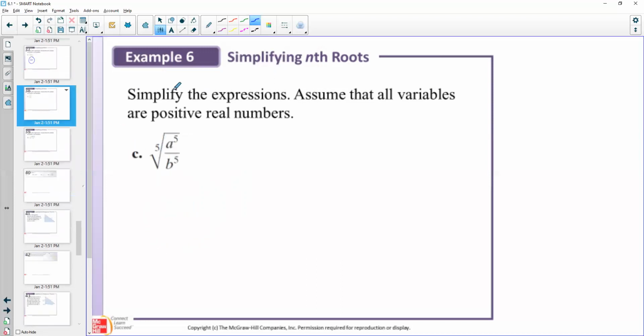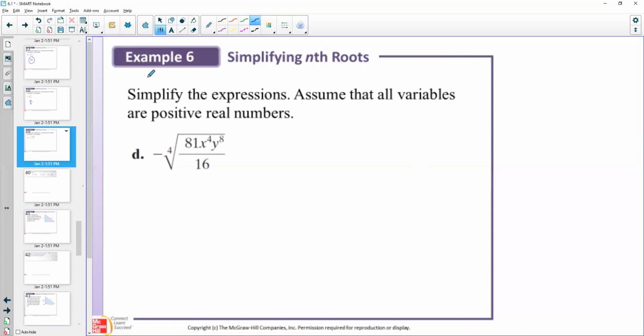This one is the 5th root of a to the 5th divided by b to the 5th. So look at them in pieces, right? It's an odd root, so I don't need an absolute value. The 5th root of a to the 5th is just a. The 5th root of b to the 5th is just b, so I have a over b.